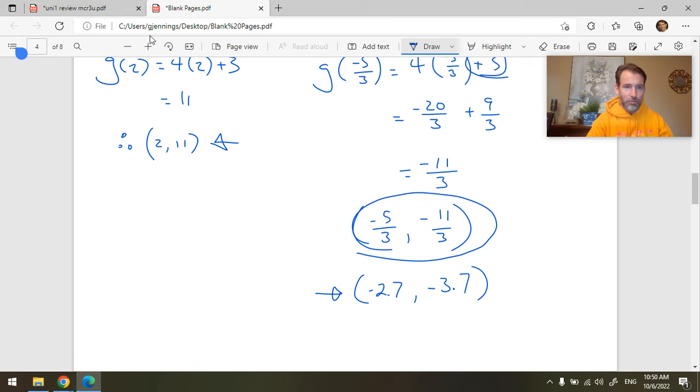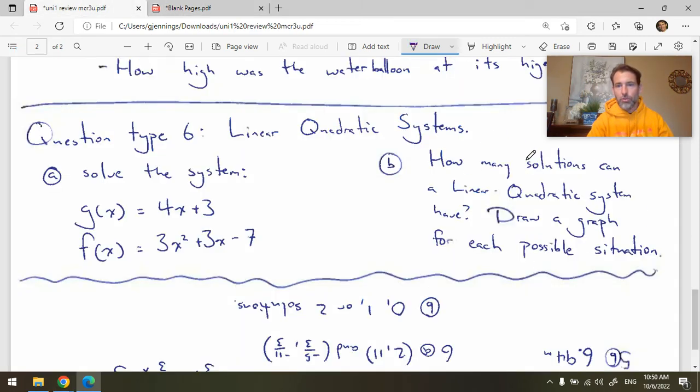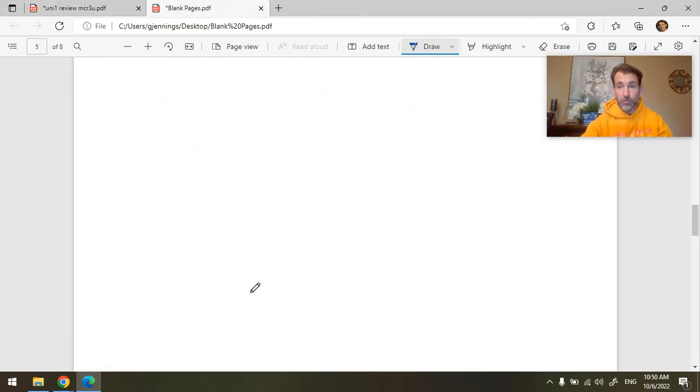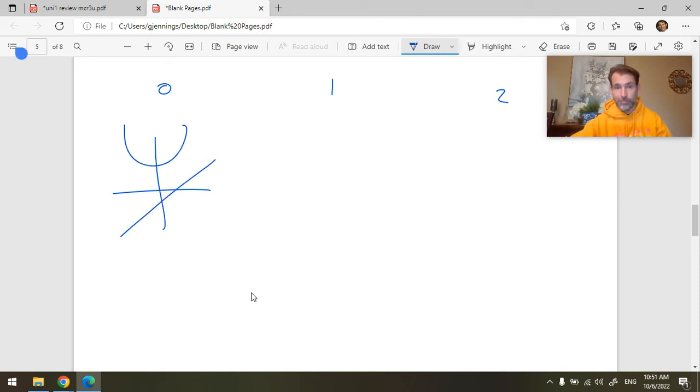Last question on the review sheet. How many solutions can a linear or quadratic system have? Draw a graph for each possible situation. Okay, so there can be as few as 0, as an interesting case 1, and as many as 2 solutions. This is what 0 solutions would look like. Draw a quadratic, draw a line, they never touch. This is what 1 solution could look like.